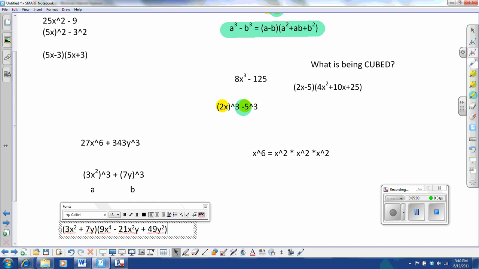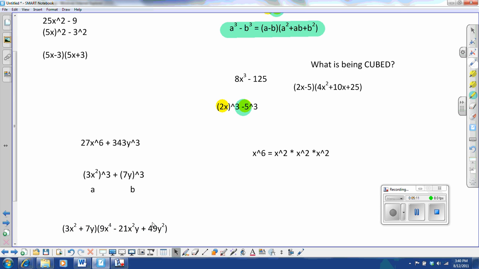You have to make sure that when you're squaring the quantity of 7y that you also remember to square the 7. Same goes for the 3x squared. So 27x to the 6th plus 343y to the 3rd factors like this. Please make sure you review this video before school starts.